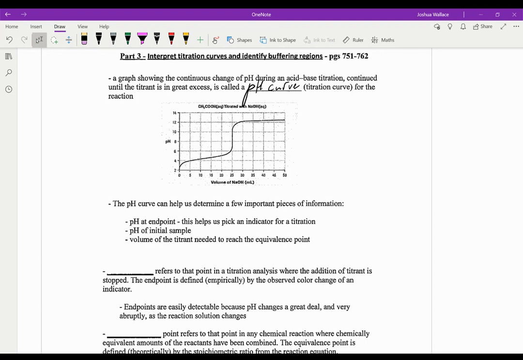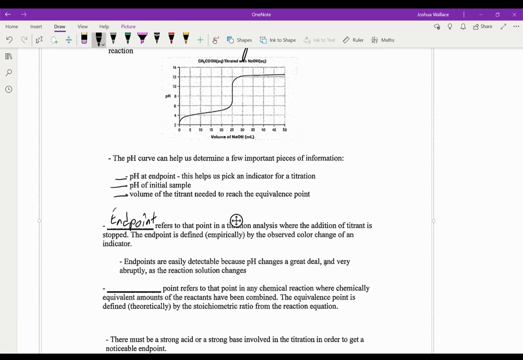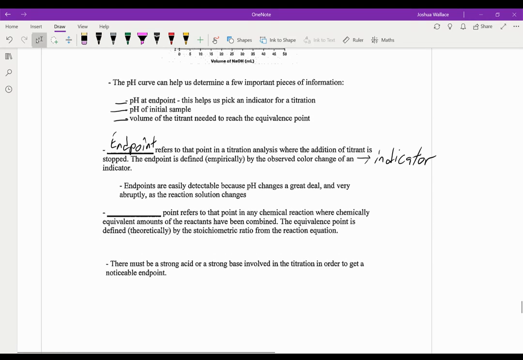So the pH curve can help us determine a few important pieces of information. We can find our pH at the endpoint. This helps us pick an indicator for a titration, the pH of the initial sample, and volume of the titrant needed to reach the equivalence point. So endpoint refers to the point in a titration analysis where the addition of titrant is stopped. The endpoint is defined empirically by the observed color change of an indicator. So this one, really the big thing is an indicator saying that that is our equivalence endpoint. It just basically tells us, yeah, that's where we needed to stop.